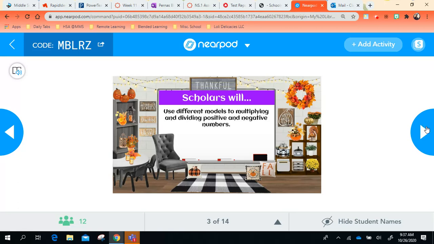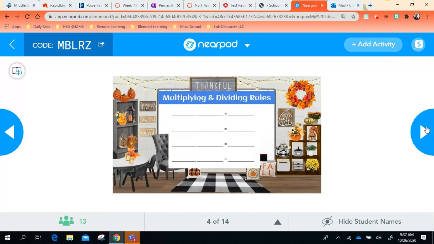We're going to go over our multiplying and dividing rules. So this needs to go in your notebook. You need to title it Multiplying and Dividing Rules, because our multiplying and dividing rules are different from our addition and subtraction rules.